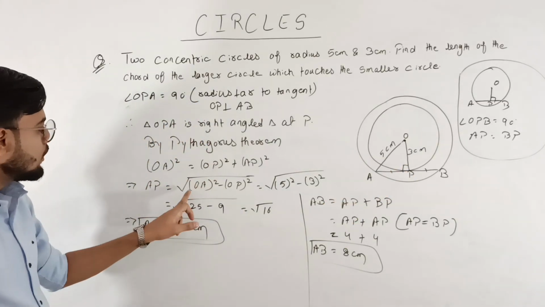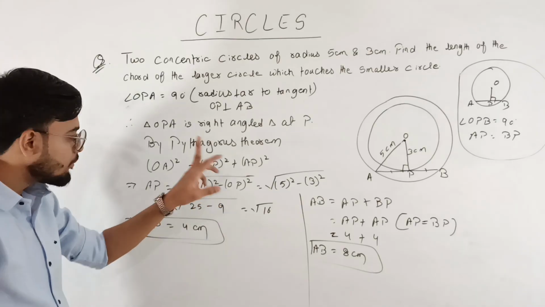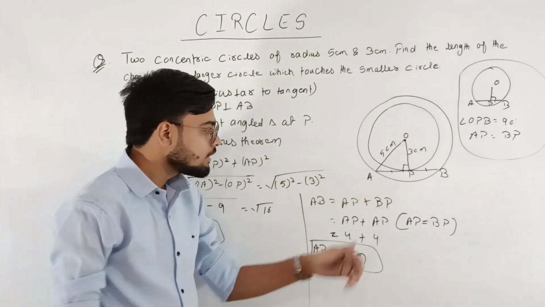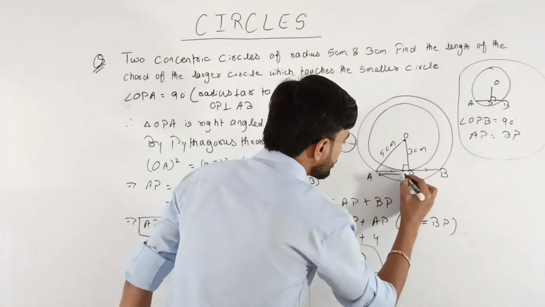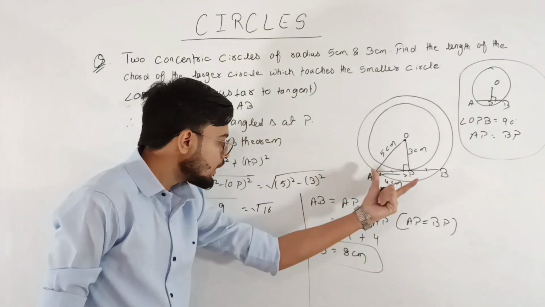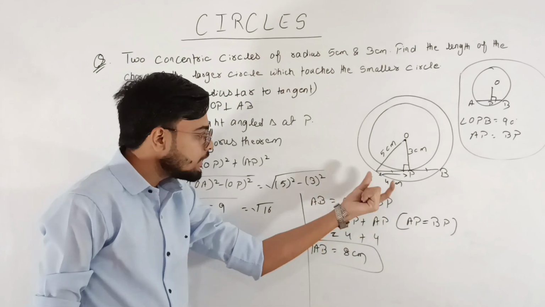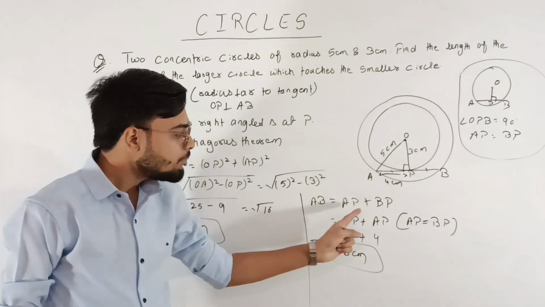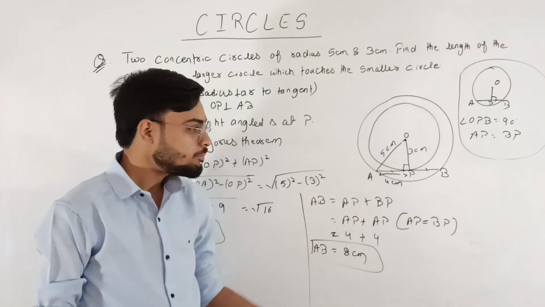So now AP is what? Under root OA square minus OP square. Now after calculation, I get AP is 4 centimeter. This part is 4 centimeter, but we have to find the AB. So for AB, I write AP plus BP. If I add AP and BP, then I get AB. Now I have AP, but I don't have BP. So how do I find BP?